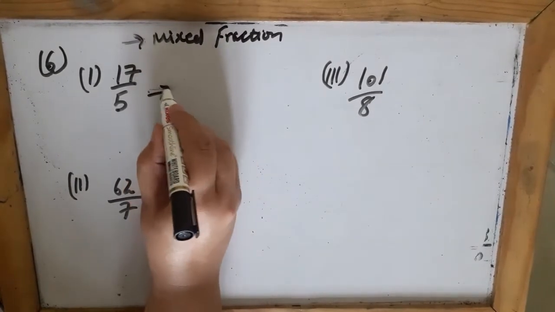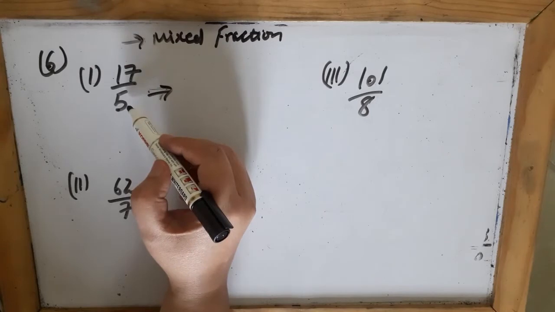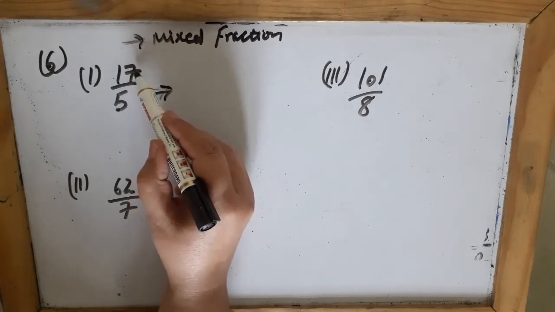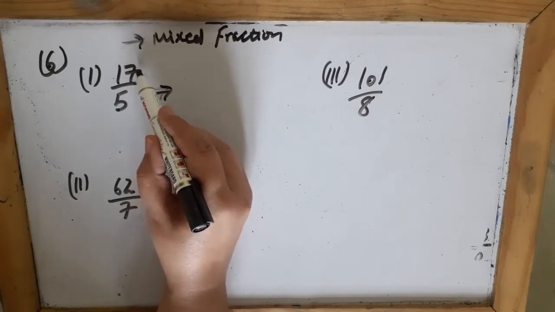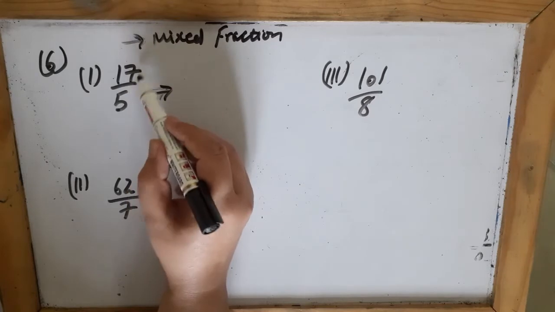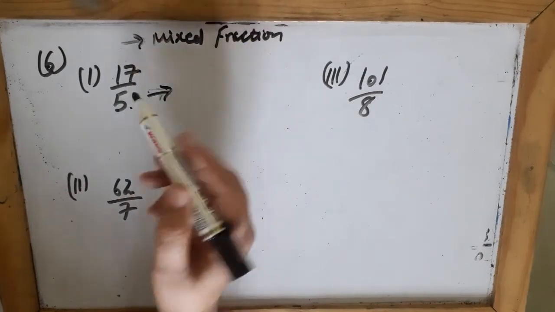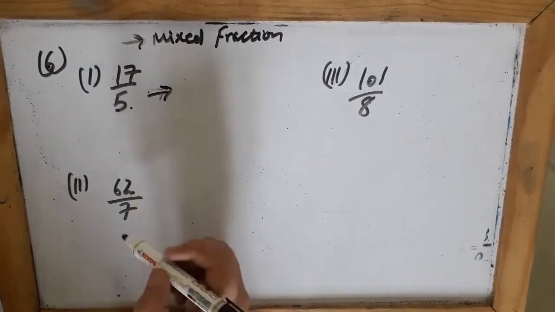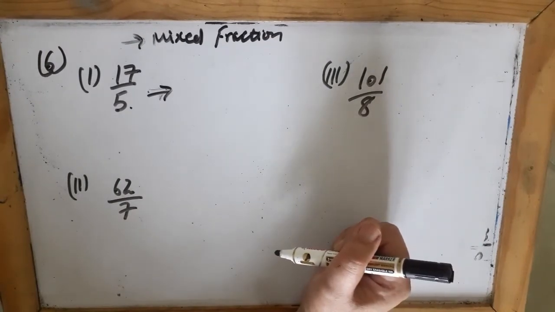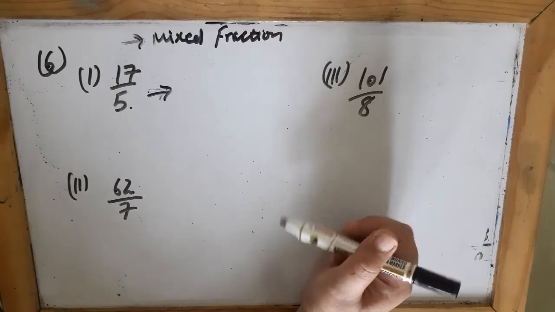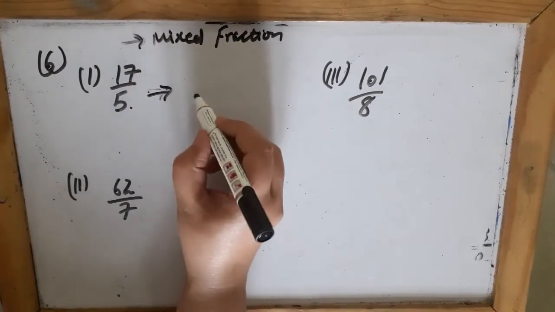I told you in the beginning that fraction means a part of a whole. Now fractions can also be thought of as division. It means that 17 is divided by 5, 62 is divided by 7, 101 is divided by 8. So a fraction can also be viewed as division. I will use this division to convert these improper fractions into mixed fractions.